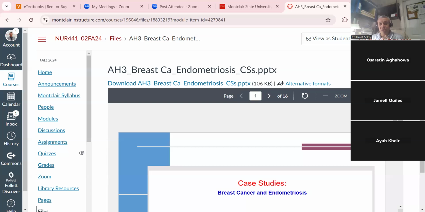What makes the probability of getting breast cancer higher is having a first-degree relative, such as siblings or parents.